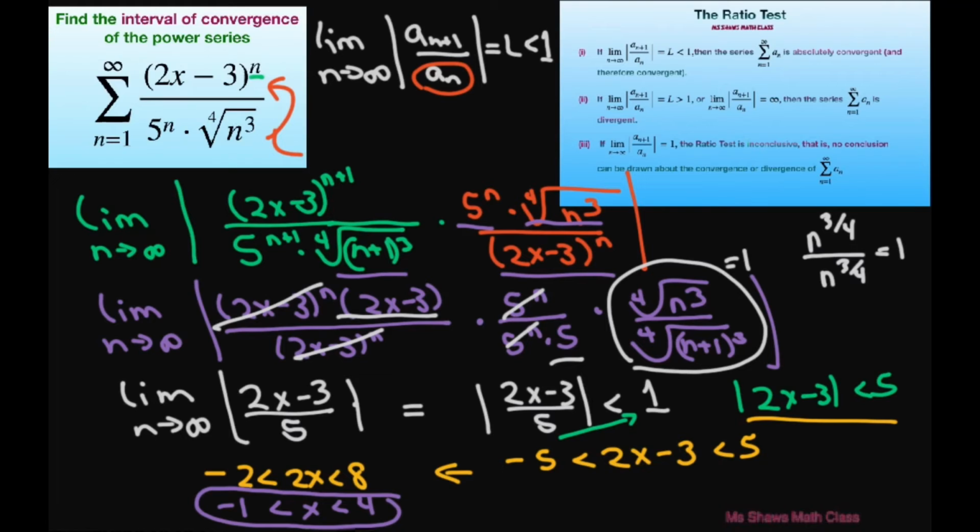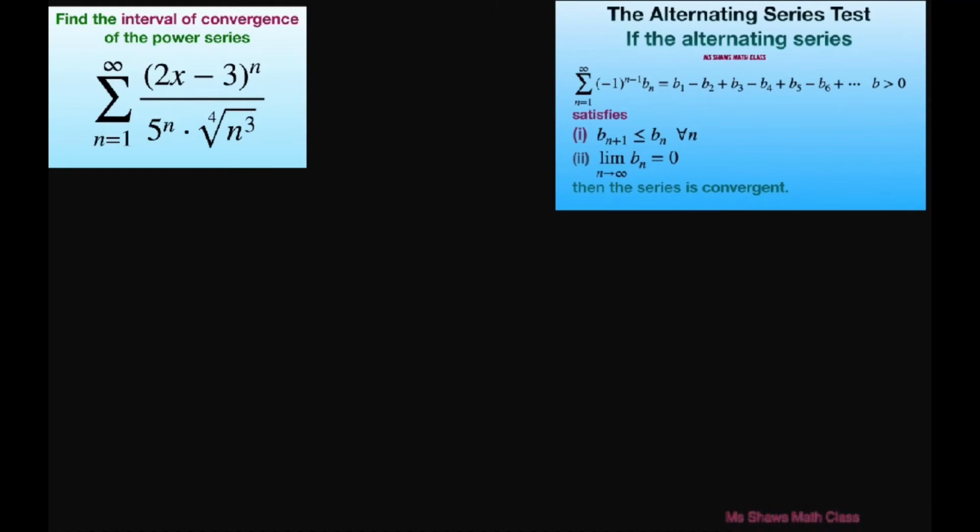We have to test the endpoints to see if they're convergent as well. So let's do that. We had negative 1 is less than x is less than 4. So basically I'm trying to see which way I'm going to write it. If negative 1 converges, then it can equal negative 1. If 4 converges, then it can equal that. It would be something like that. So let's test negative 1 first.